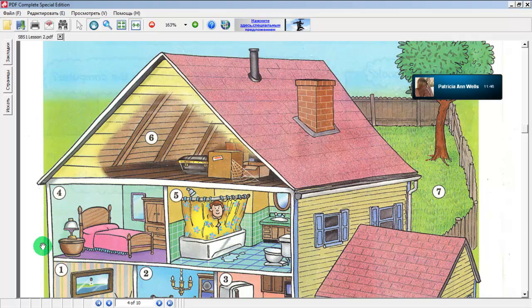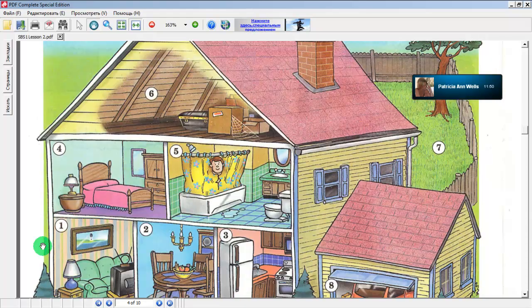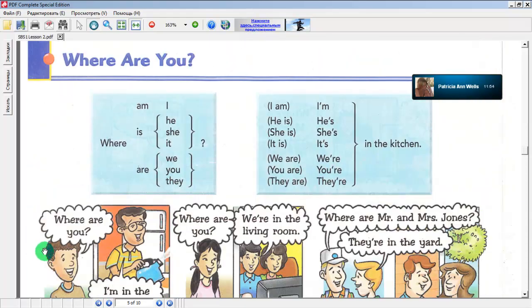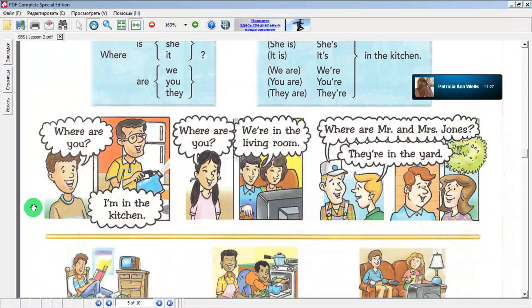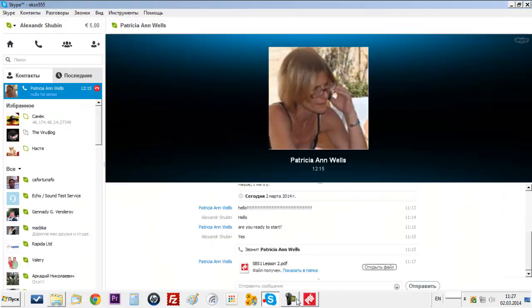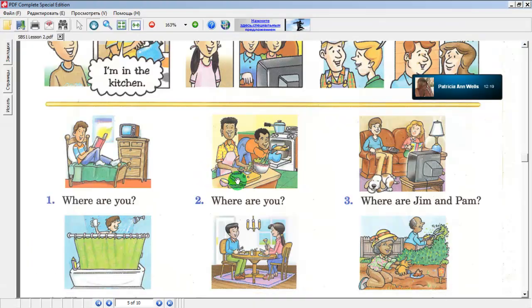Now, here we have got some dialogues on page 11. Where are you? I'm in the kitchen. Where are you? We're in the living room. Where are Mr. and Mrs. Jones? They're in the yard. Okay. Now, number 1. Where are you? I'm in the bedroom. No, repeat that. I am in the bedroom.